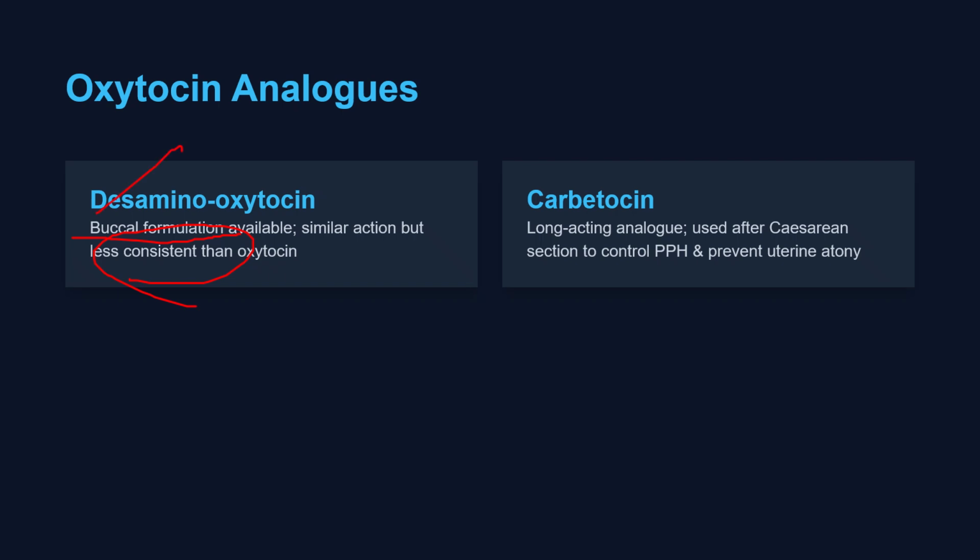Another thing is carbetocin. Carbetocin is a long-acting analog. This is one of the important questions in the oxytocin class: which is the long-acting analog, you want to know the answer, carbetocin. It is used mainly for cesarean section, where there is a high risk of bleeding, to control postpartum hemorrhage and prevent uterine atony.